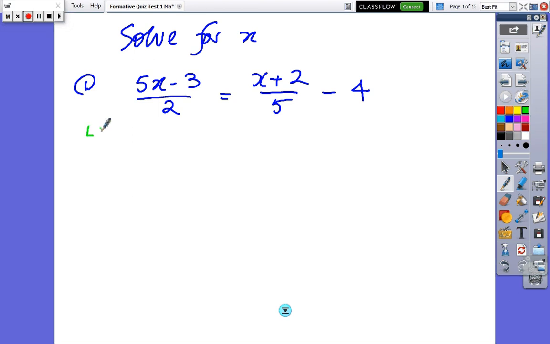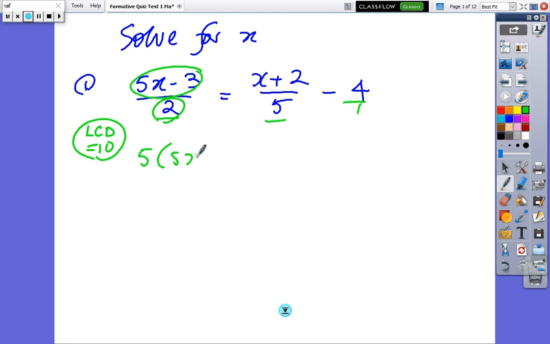Okay, so the lowest common denominator, we've got a 2, a 5, and a 1. The lowest common denominator equals 10. Okay, so that's the lowest common denominator. So that number is going to be multiplied by 5. This number is going to be multiplied by 2. And then this number is multiplied by 10.